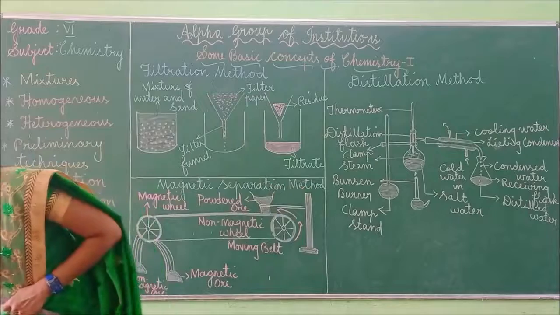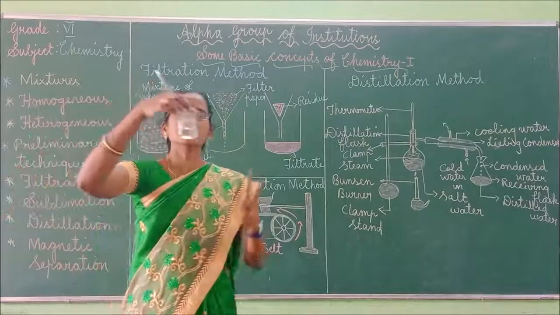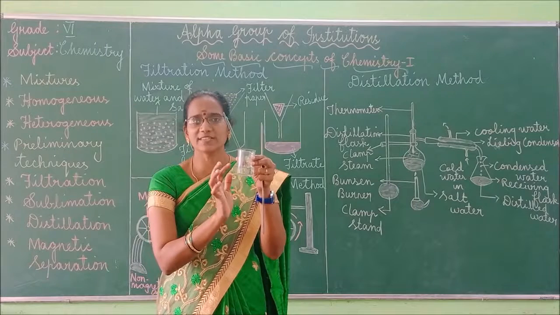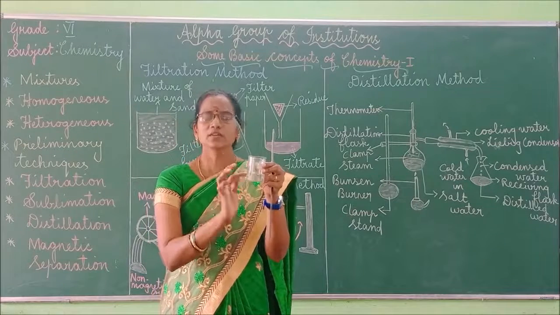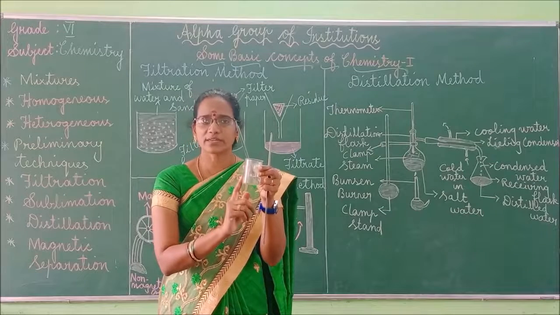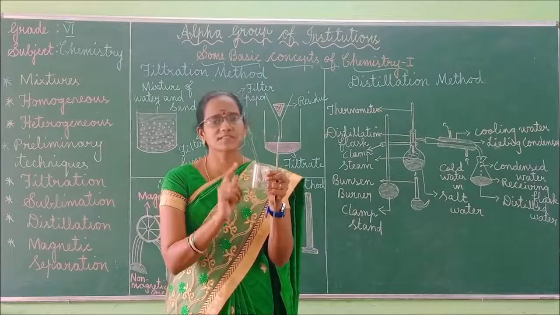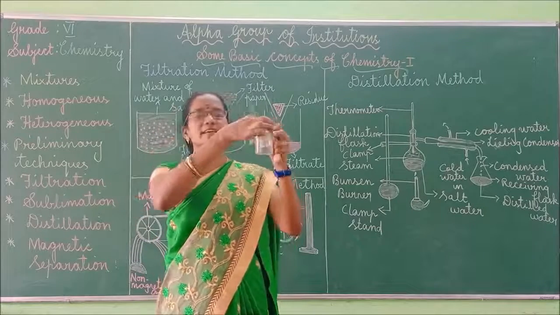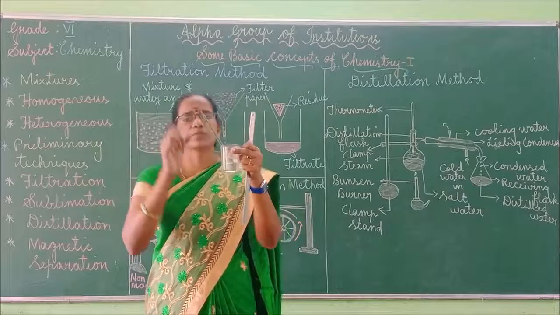So look at this mixture. This is an example of homogeneous mixture. Here two components are added. One is water and another one is salt. That is salt dissolved in water. So this is an example of homogeneous mixture.